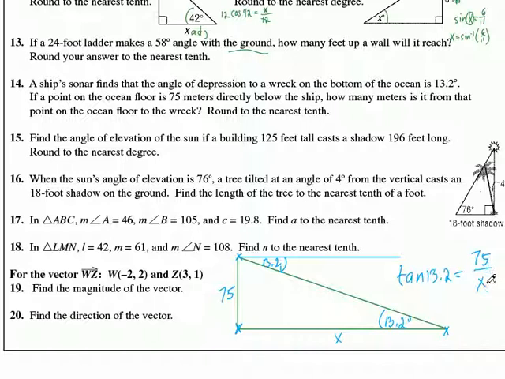Now, what's the math here? Multiply by x, divide by the tangent of 13.2. So basically, you're just switching places with the x and the tangent of 13.2. And you can do the rest in your calculator from there. And that will give you the distance from the point directly below the ship all the way to here. Sounds like that's right. 319? Okay.